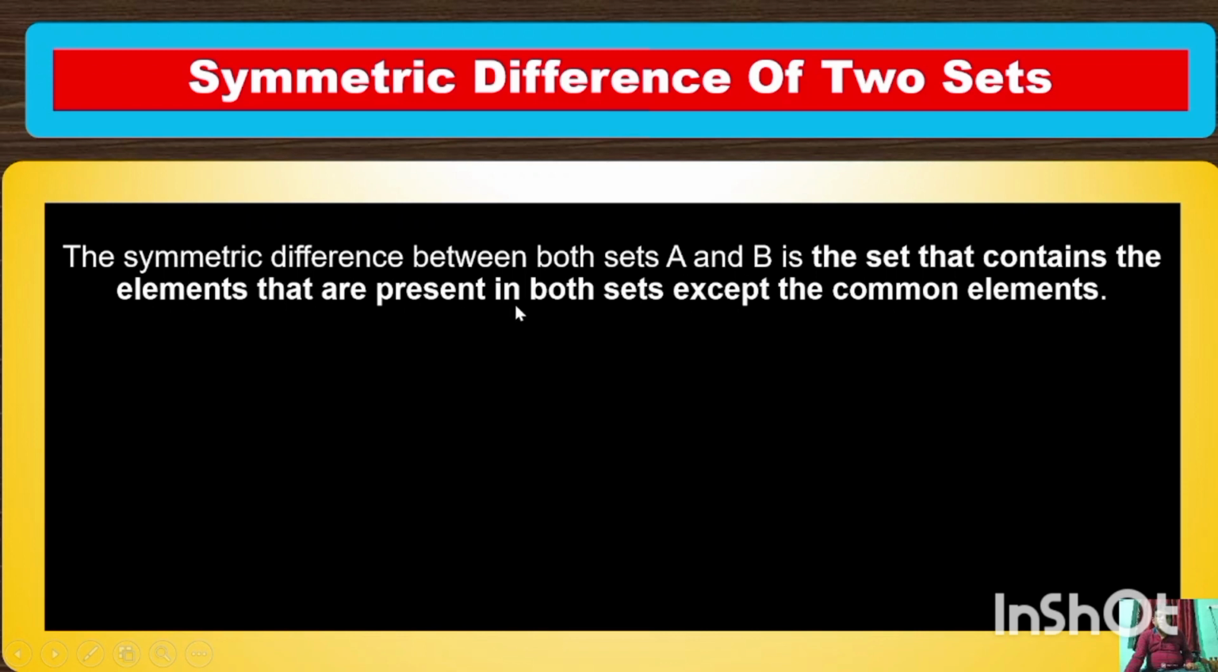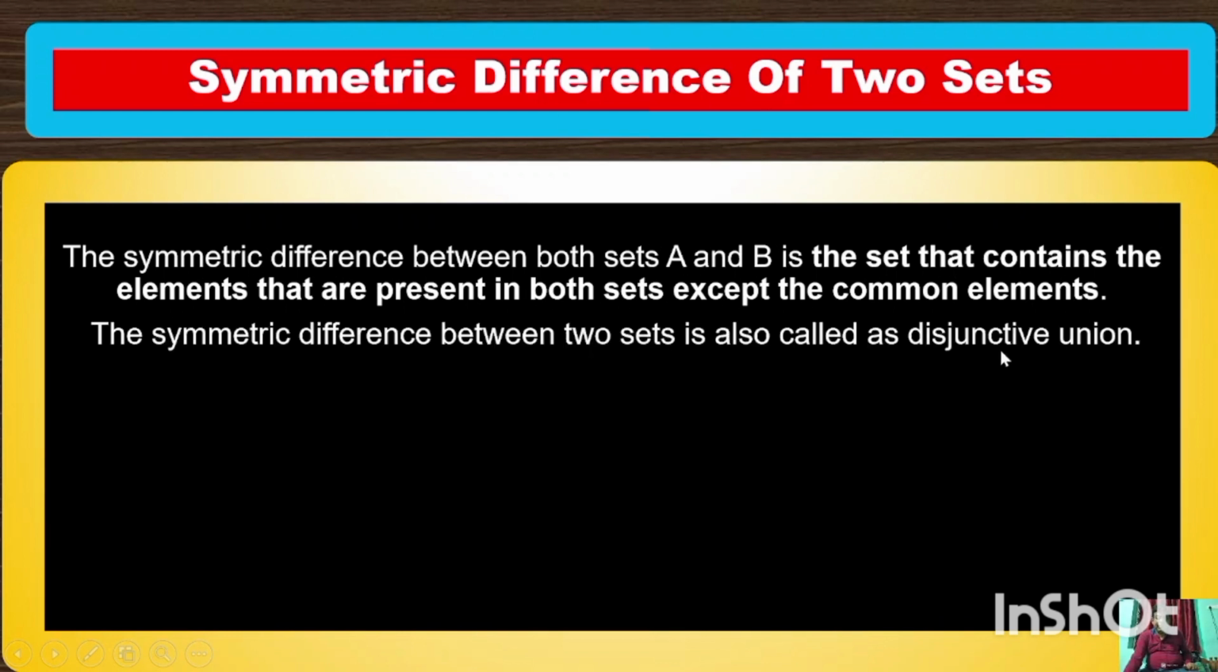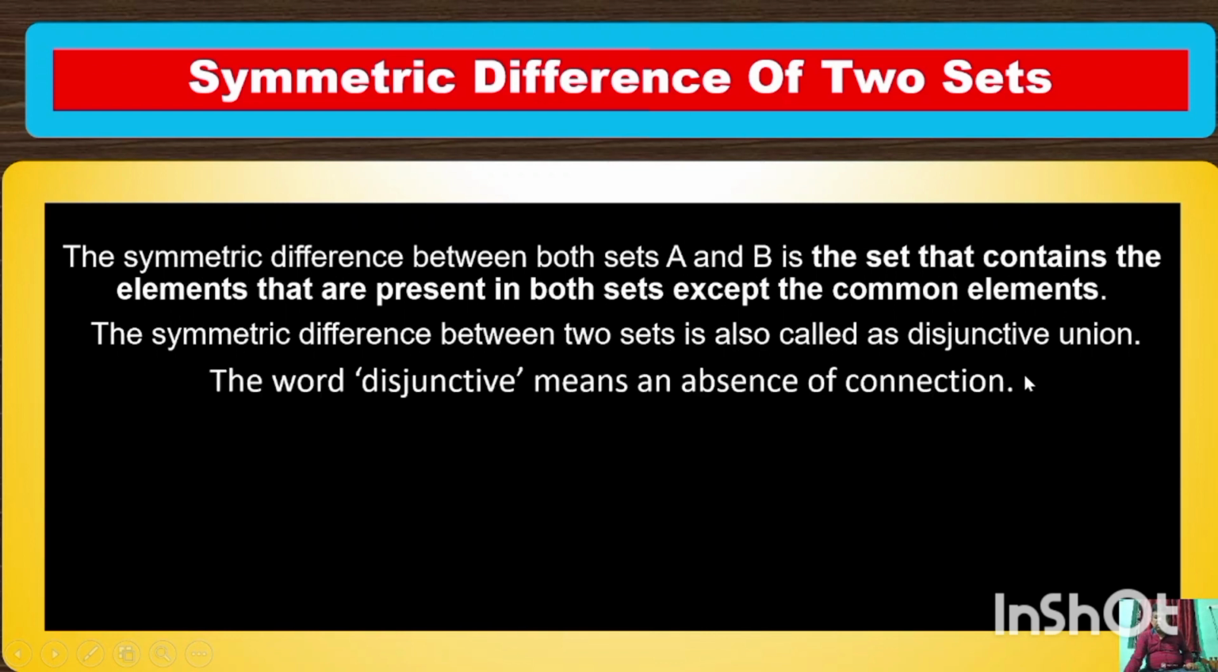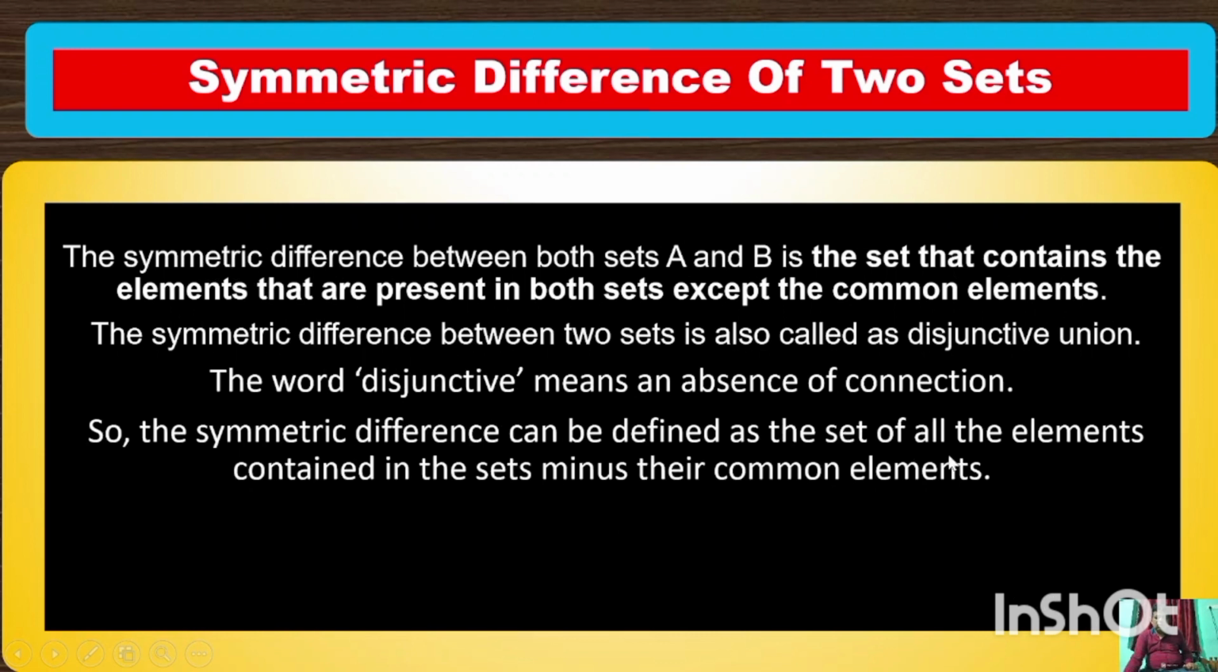Alright, the symmetric difference between the sets A and B is the set that contains the elements that are present in either set except the common elements. The symmetric difference between two sets is also called the disjunctive union. The word disjunctive means the absence of connection. Absence of connection means those elements only present in A difference B and B difference A.